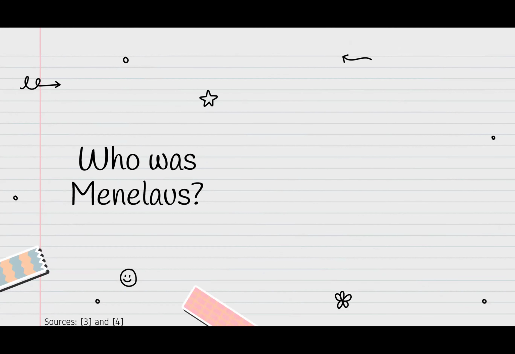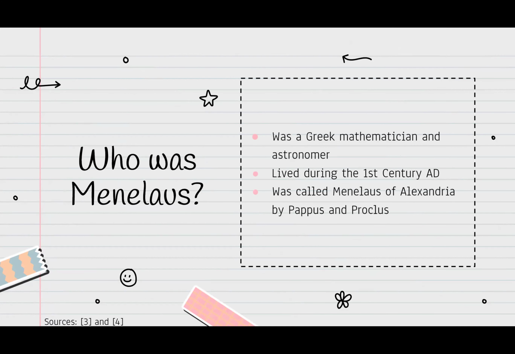So who was Menelaus? He was a Greek mathematician and astronomer. He lived during the 1st century AD, and Pappus and Ptolemy both called him Menelaus of Alexandria.